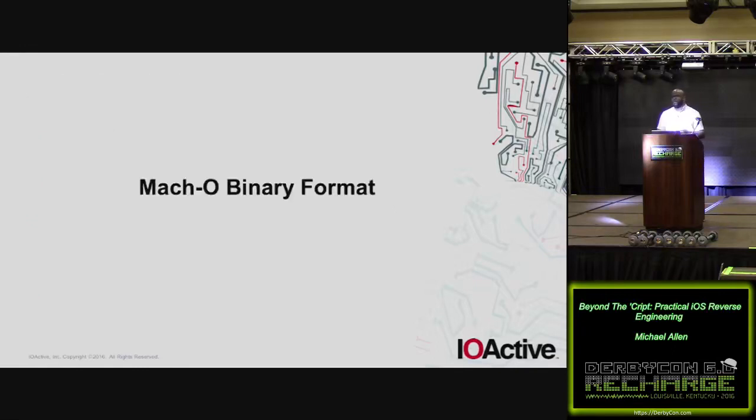Now, every OS has its own binary format. Windows has PE, Linux has ELF, OS X and iOS have Mach-O, right? And this is because, a brief history lesson, at the heart of iOS and OS X is the XNU kernel. And that kernel has three major layers. So you have BSD, IOKit, and Mach, right? And so at the heart of the XNU kernel is the Mach microkernel.